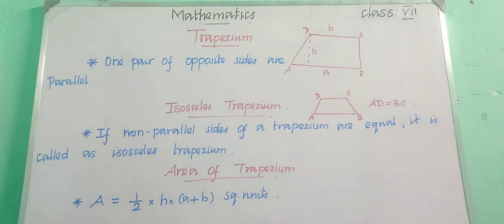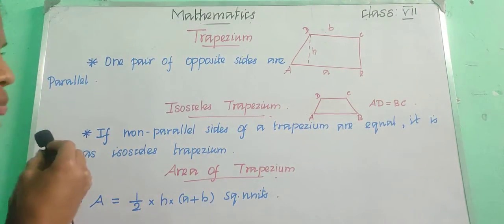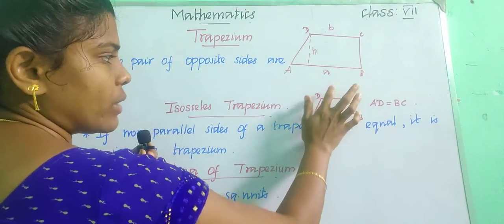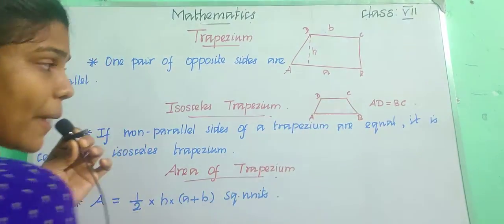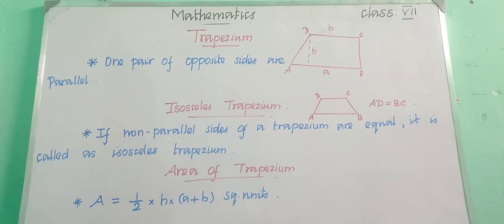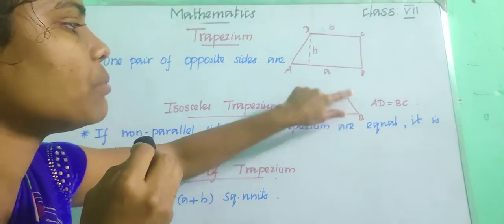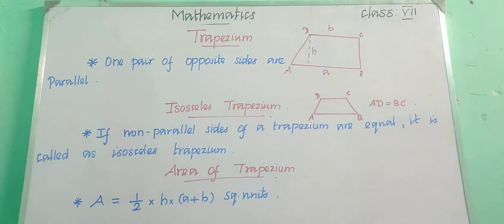In a trapezium, opposite sides are parallel, right? But in an isosceles trapezium, this AD and BC will be equal, so we call it an isosceles trapezium. Children, we have learned the area of trapezium formula, right? Area equals half into h into a plus b square units. Write all these in your classwork notebook.